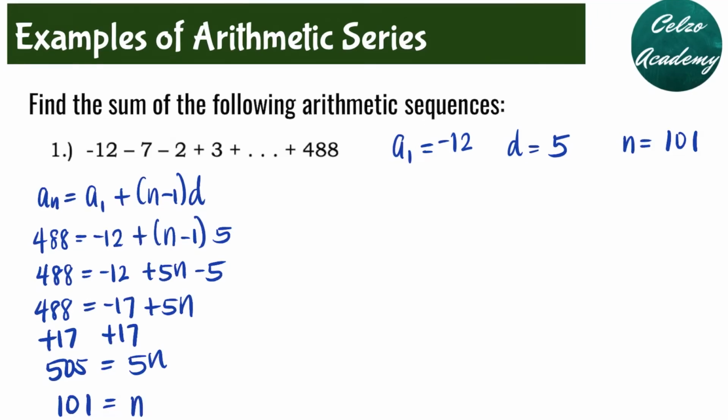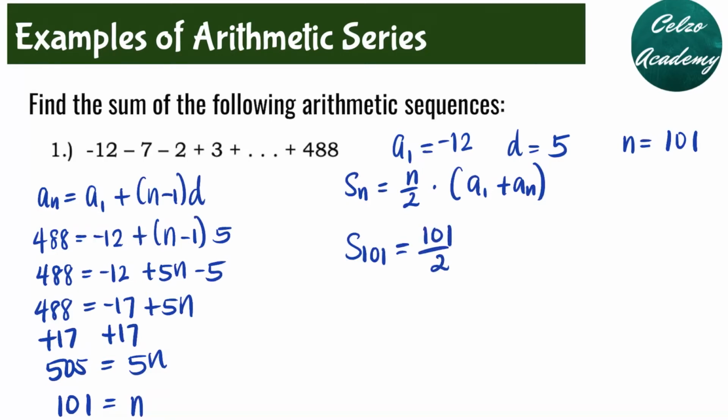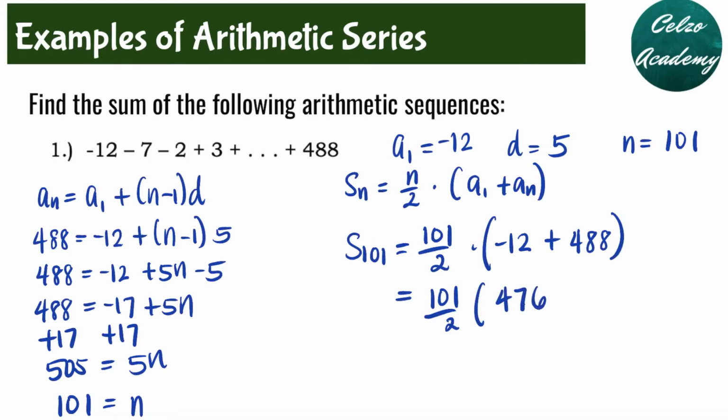Now we can solve for the sum using the formula S sub n is equal to n over 2 times a sub 1 plus a sub n. Since there are 101 terms, this means we're solving for S sub 101. n is 101, so we have 101 over 2 times a sub 1, the first term, negative 12, plus the last term, that's 488. Simplifying this, we have 101 over 2 times negative 12 plus 488, which is 476.